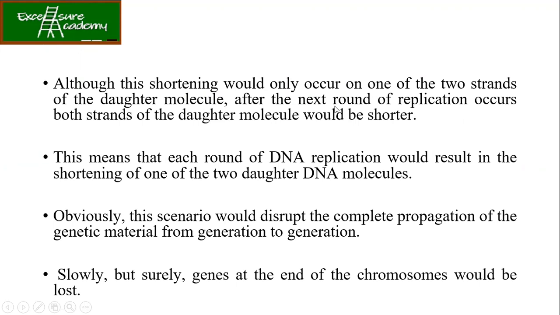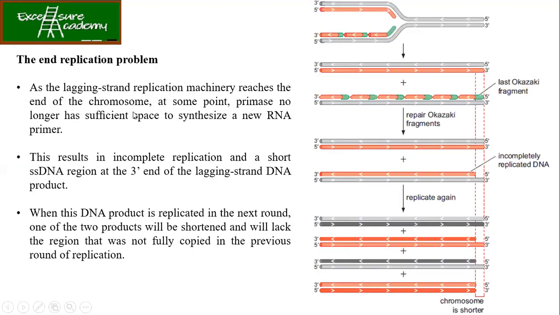So there might be a chance that it will lose the genes at the end of the chromosomes. Okay? So what is this problem? Let's see in the figure. As the lagging strand replication machinery reaches the end of the chromosome, at some point, primase no longer has sufficient space to synthesize a new RNA primer.